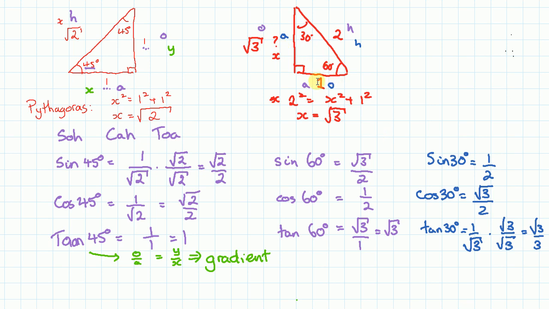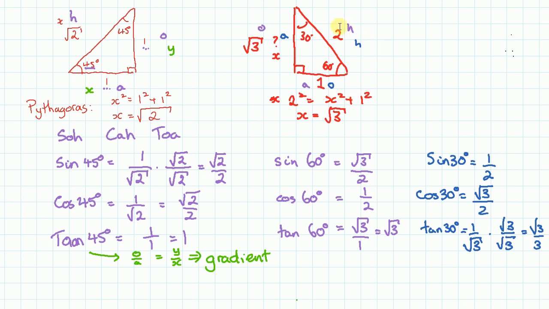Again, do SOHCAHTOA for each part. So the purple labelling is so we can do sine of 60, opposite over the hypotenuse, so square root of 3 over 2. Cosine of 60 is the adjacent, the 1 over 2, a half. And tan of 60 is the square root of 3 over 1, or square root of 3.